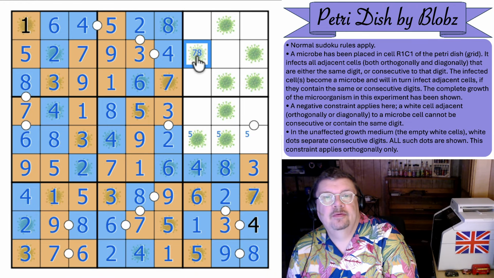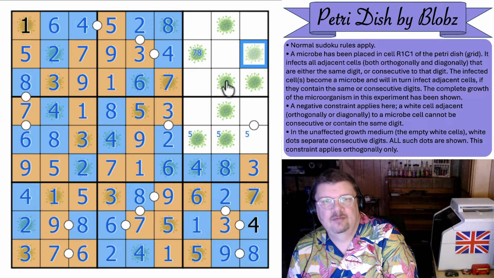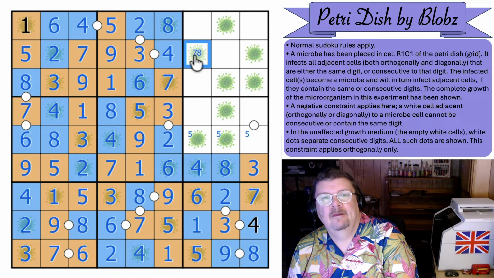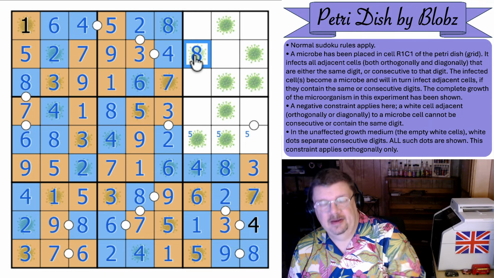So, all right, if that were a 7, then that cell, no, be careful. Be careful. That cell does not have to infect that one. That cell could have been infected by this one from here. So, okay, well, Sudoku tells us that that's an 8, so that makes that easy.